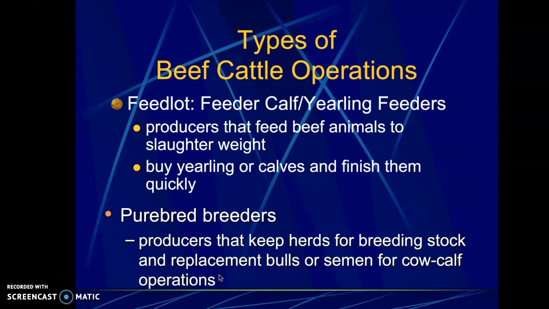Then there's the last type of operation, which is not exactly for the market, but it's for purebred breeders. Now, these are for replacement animals for breeding, usually for cow-calf operations. You replenish the genetics in those herds. So then we have the purebred breeders.